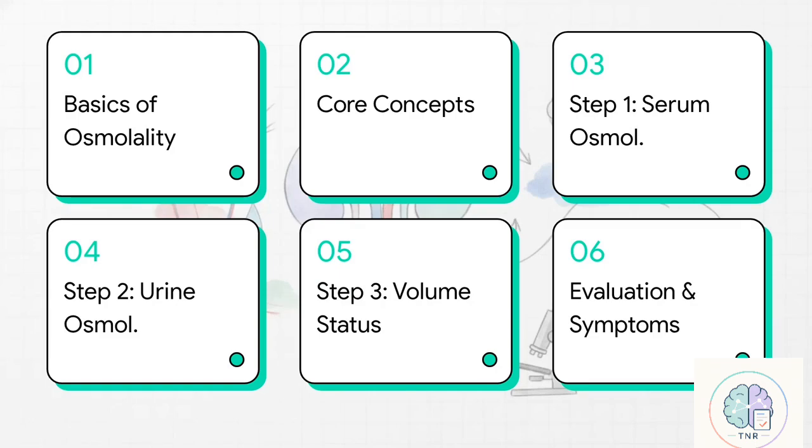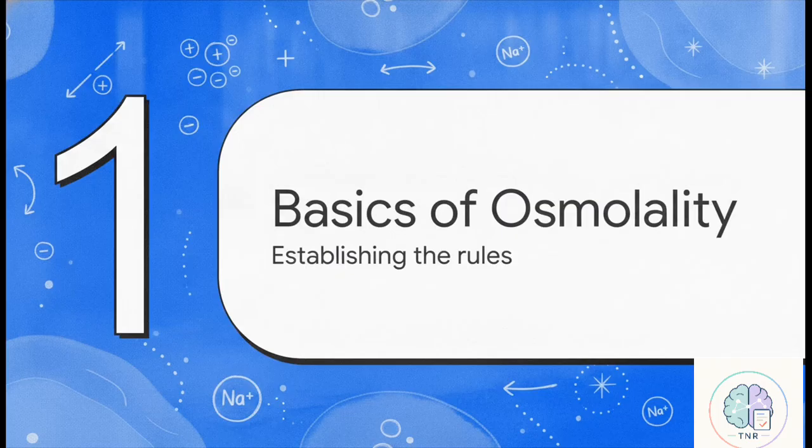Okay, let's dive straight into our roadmap. We're covering the basics of osmolality and core concepts, and then walking step by step through the clinical algorithm: serum osmolality, urine osmolality, and volume status, before wrapping the whole thing up with the clinical evaluation. Starting with Section 1, the basics of sodium osmolality, we've got to establish our baseline physiological rules first.